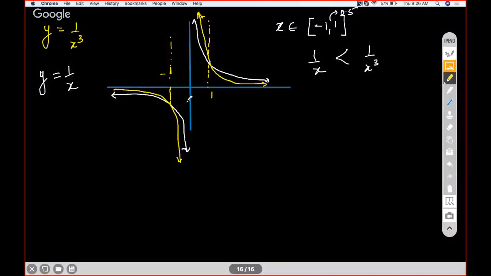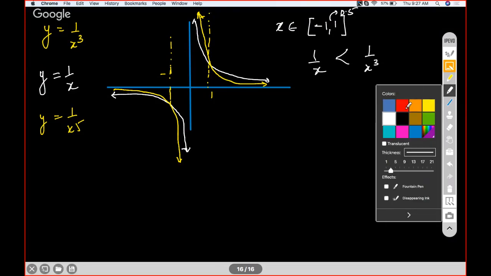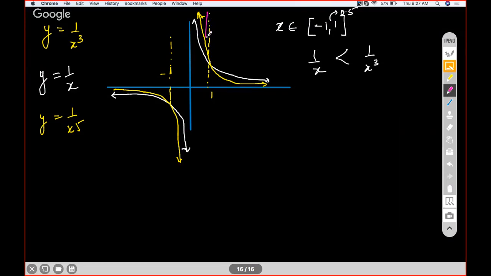Basically what is happening is, if you keep increasing the power of x by odd numbers, for example 1 by x to the power 5, on this side it will become higher, but on the other side it will become lower. So it will become more like this. Getting the point?